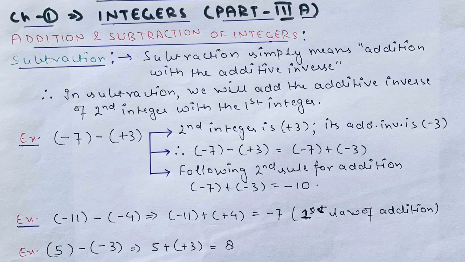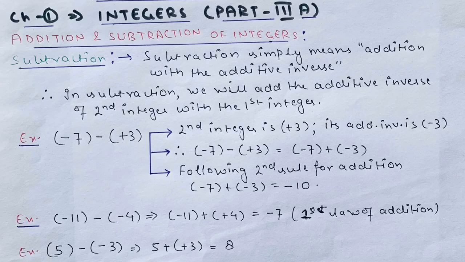Now, the first law of addition, if you remember: both have different signs. Take the absolute values of both, 11 and 4. You subtract the smaller from the larger. 11 minus 4, 7 is coming. And which is the larger integer? Minus 11. So the answer will become minus 7.